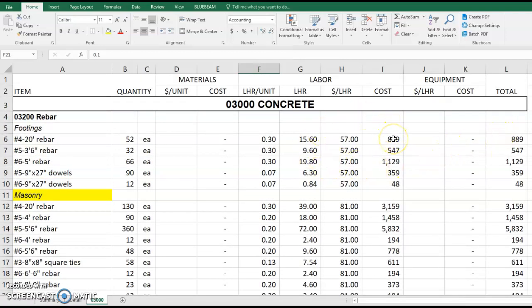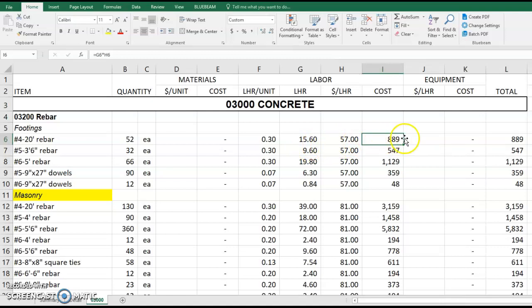They're already programmed. So my cost here on this first item, number 4, 20-foot rebar, is $889. So if I come up here, that cell equals G6 times H6. So G6, 1560 times 57 is going to give us $889.